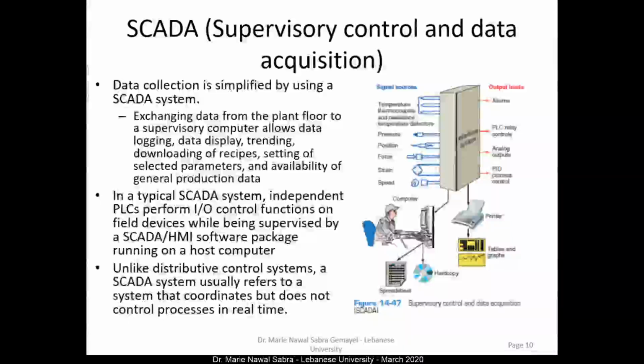So in a typical SCADA system, independent PLCs perform input-output control functions on their own machine, and they are only being supervised by a SCADA or HMI software package downloaded on the host computer. Unlike distributed control systems, SCADA systems usually are referred to as a system that coordinates but does not control processes in real time, whereas the distributed control system has a job to control the other PLCs. This is where we have a difference between SCADA and DCS systems.